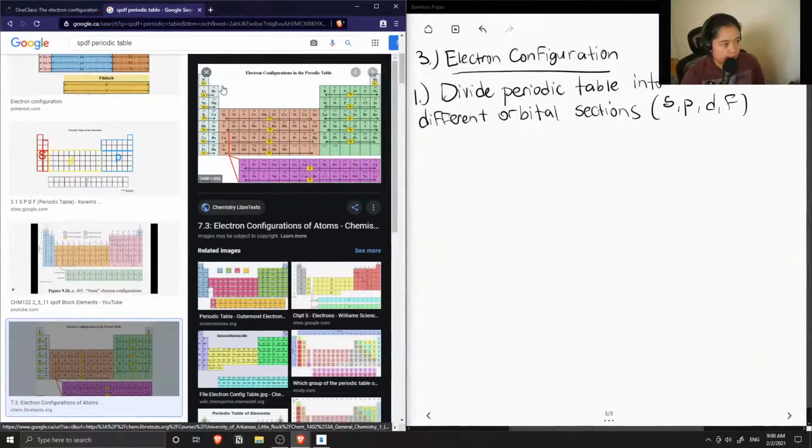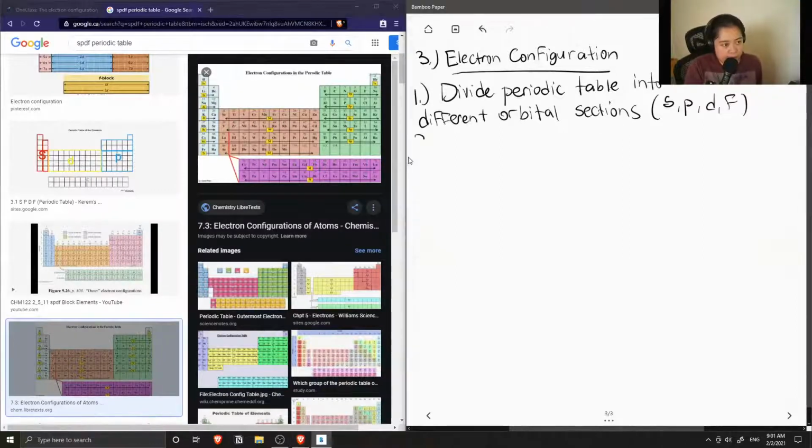And the first 2 columns, including helium, is known as the S block. This green section is the P block. And the middle transition metals are the D block. And finally, the last 2 rows, the lanthanides and actinides, is the F block.